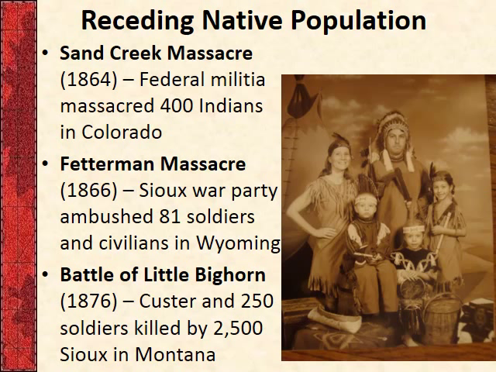Next one is the Fetterman Massacre. In this case, actually, the Indians win. So a Sioux war party ambushed 81 soldiers and civilians in Wyoming. That was 1866. Then there's the most famous one that you've probably already heard of, the Battle of Little Bighorn, and that's where Custer, right, Custer's last stand, he kind of got lured. He and 250 soldiers got lured into a trap in Montana by over 2,500 Sioux, and every single one of the soldiers, including Custer, was killed.